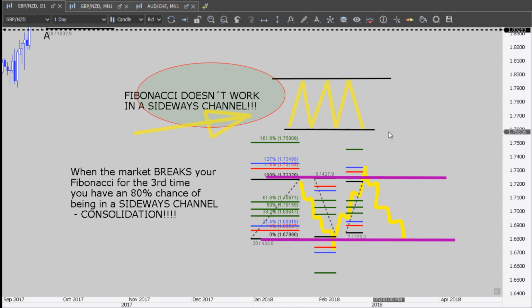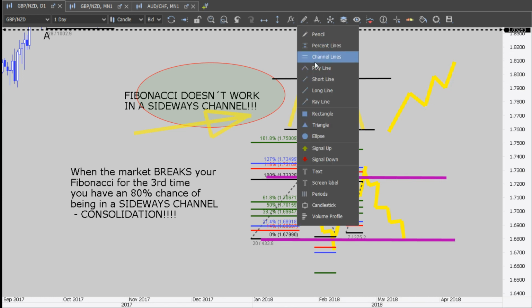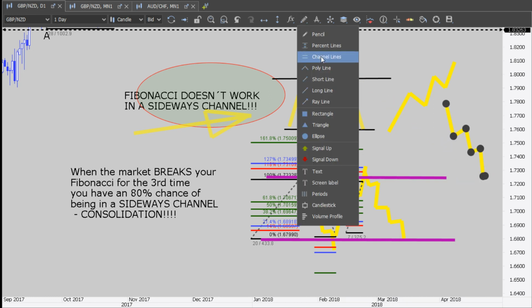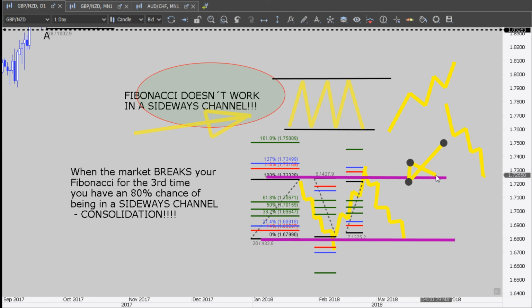We have traders that can make easily pips and money in an uptrend, and they can make easily pips and money in a downtrend, but then they give it all back when the sideways movement occurs. So Fibonacci doesn't work in a sideways channel, and when the market breaks your Fibonacci for the third time, you have an 80% chance of being in a sideways channel. Consolidation.